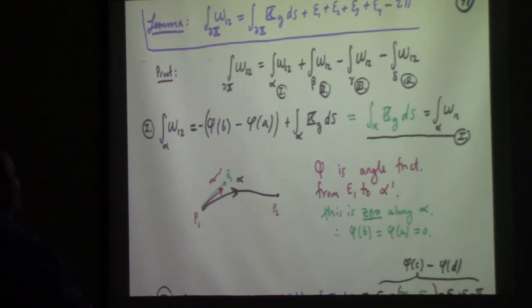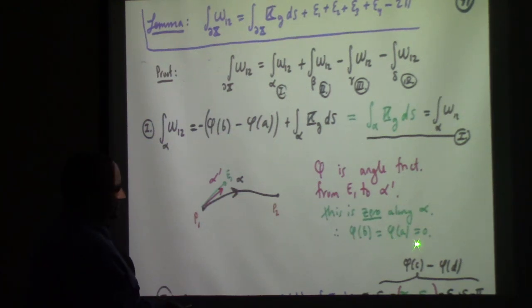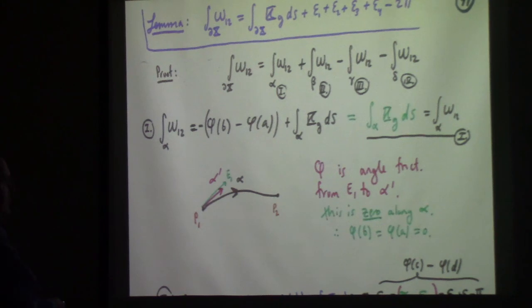So is that E1? Can you replace that with E1? Rho B minus rho A. Or is that phi? Yeah, right there. Phi B minus phi A. Phi B minus phi A. Yeah. E1 of alpha is E1. Phi is the angle function from E1 to alpha prime. Oh, you got 0. Yeah, I'm not sure why this is 0 here. It's because phi of B is equal to phi of A is equal to 0. This is 0 along alpha, I say.